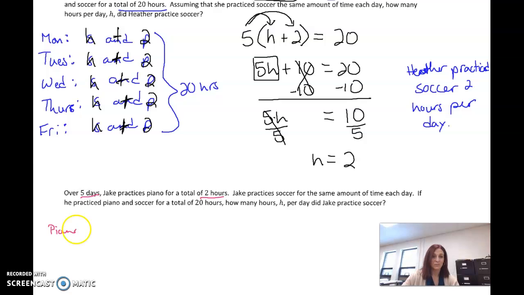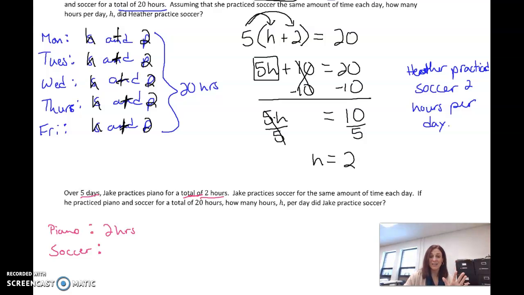So over 5 days, he practiced piano for a total of 2 hours. So he only practiced the piano 2 hours total over the whole 5 days. Notice this is not saying he practiced 2 hours every day. Total of 2 hours over 5 days. Soccer, though, and that I just totally spelled wrong, I'm sorry. Soccer, okay? He practiced the same amount of time for each day, okay?